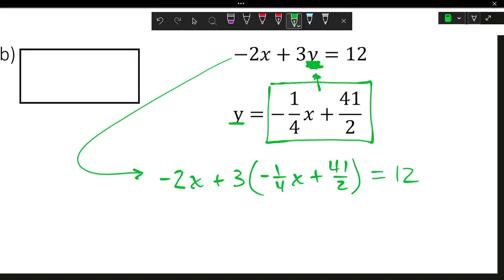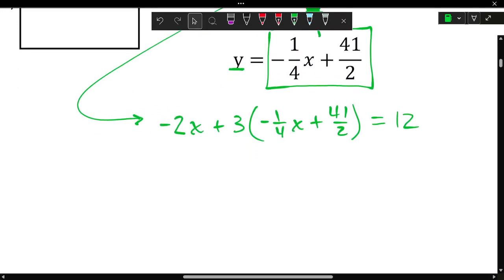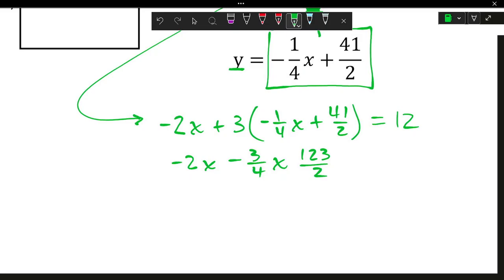All right, let's try and deal with this a little bit. I'm going to distribute this 3. So I get negative 2x, and then 3 times negative 1/4 is going to be negative 3/4 x. Oh, geez, I've got 3 times 41. I'm looking for a calculator here. Oh, Robert, you can do that. It's 123, right? 41 times 3. Yeah. So that's going to be plus 123 halves, and that equals the number 12.